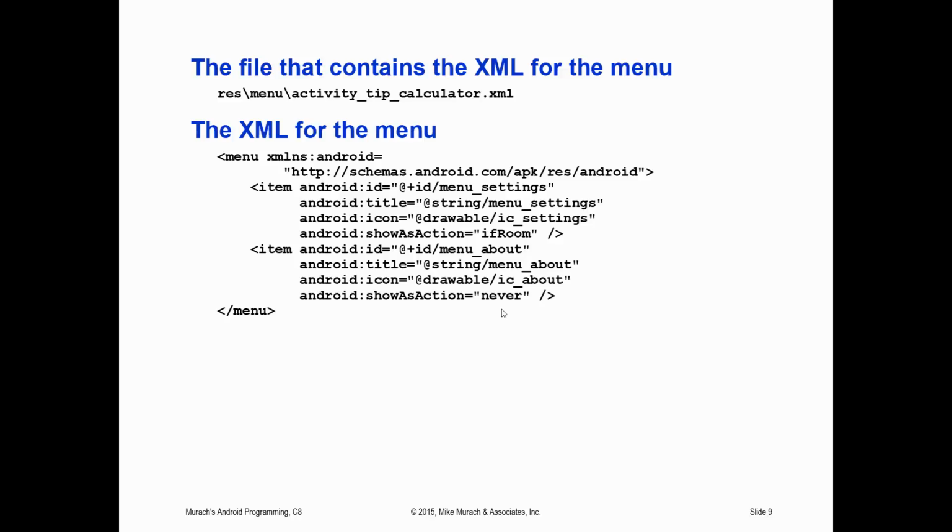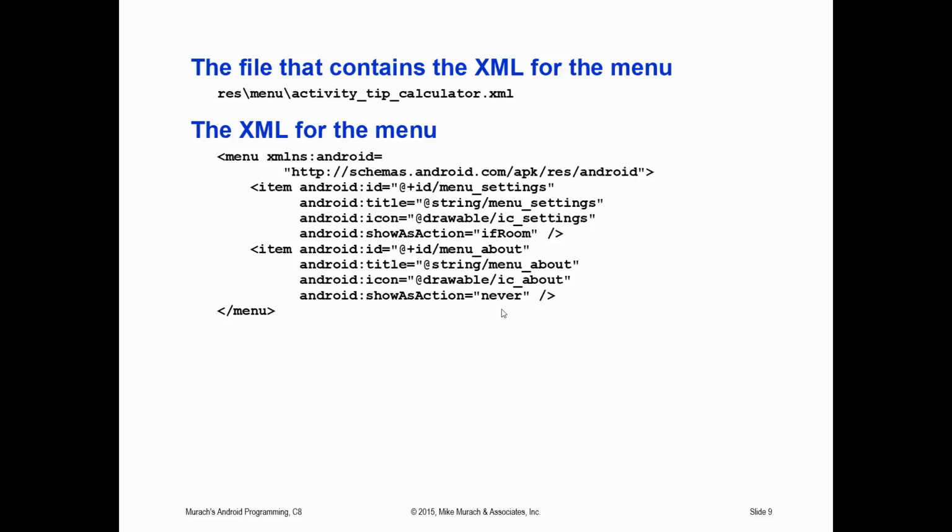To do that, you add an XML file for the menu to the project's res/menu directory. In this figure, for example, the menu is stored in an XML file with a name that clearly indicates that the menu is for the tip calculator activity. The XML file for the menu begins with the root element named, suspiciously enough, menu. Within the menu element, the XML can specify one or more elements that define the items in the menu. In the example, the XML defines a menu with the 2 items shown in the previous figure.